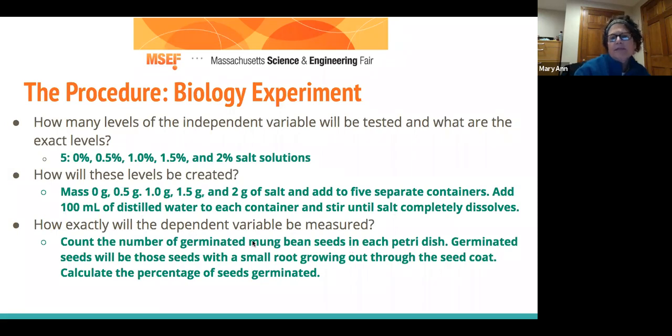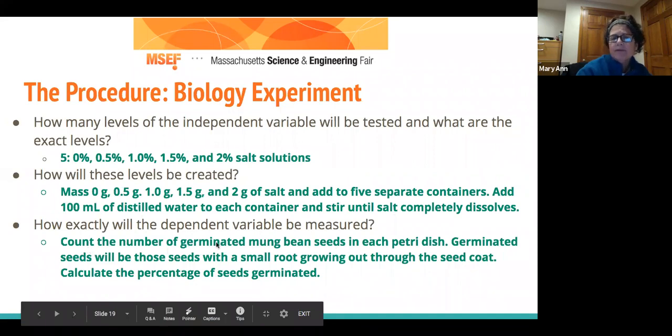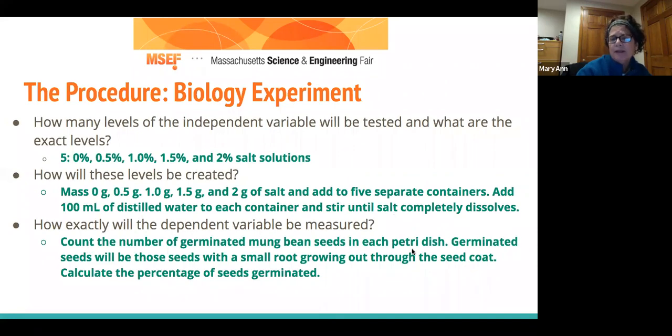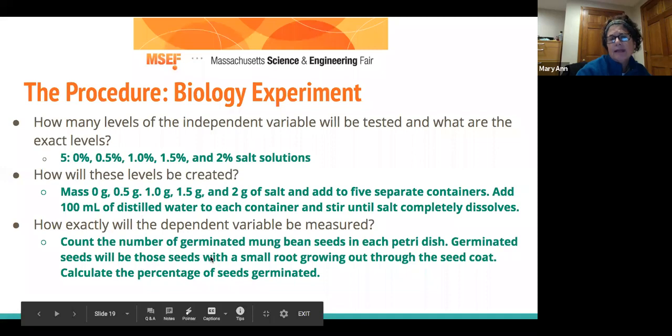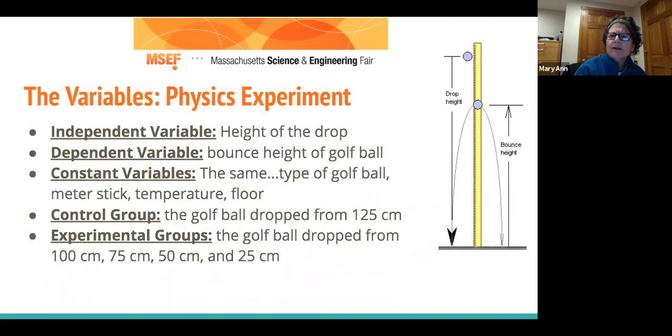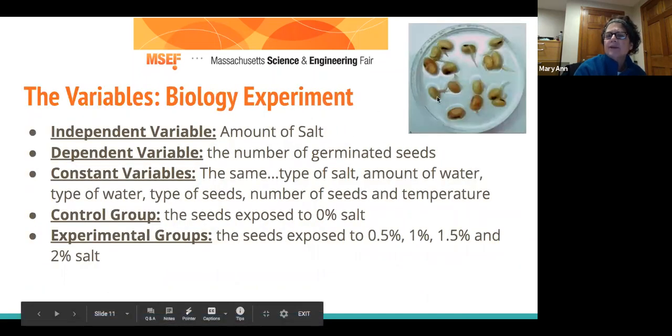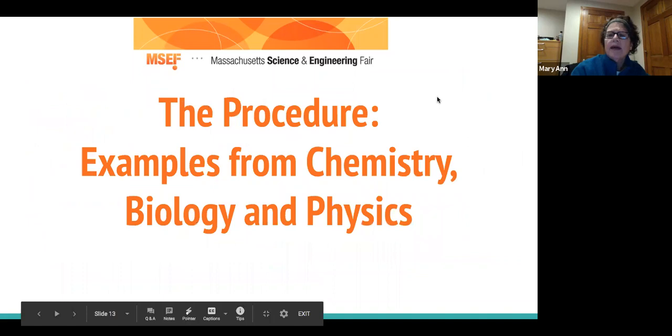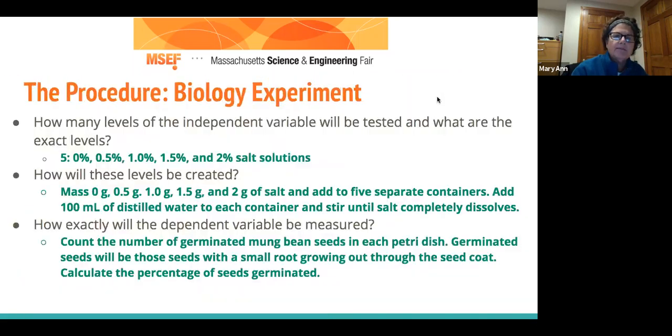How exactly will the dependent variable be measured? Okay, so you're going to count the number of germinated mung bean seeds in each Petri dish, and germinated seeds will be those seeds with a small root growing out through the seed coat, because that's always a question: when has it germinated? Does it mean it just broke the seed coat? Or no, we're saying you have to see that little root. I think there's a picture over here. You have to see these radicles coming out. If you don't, then it has not germinated yet.